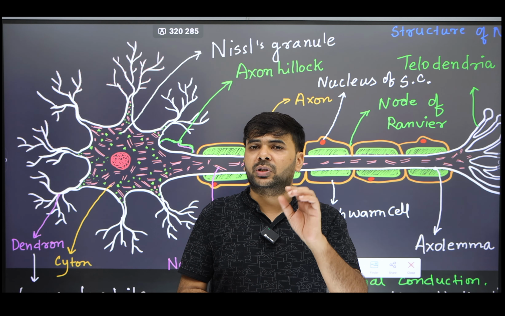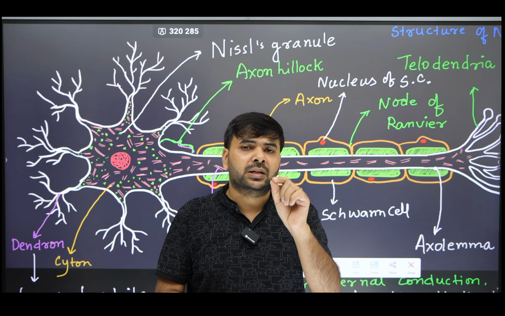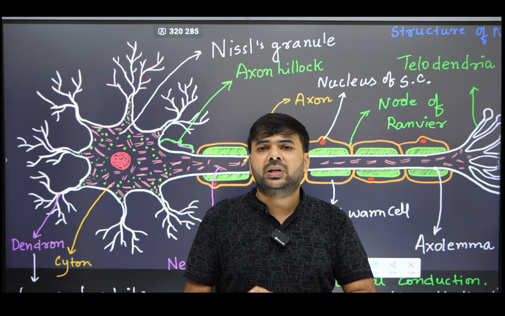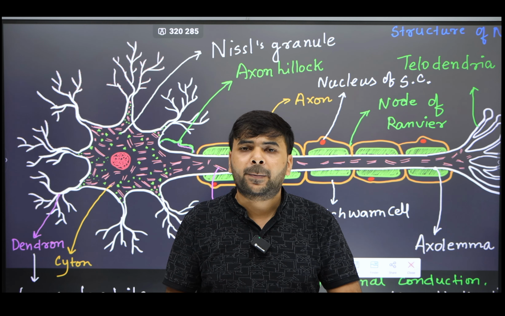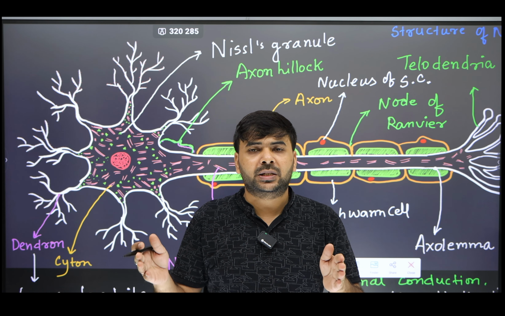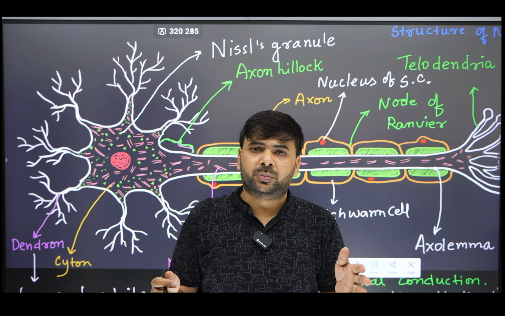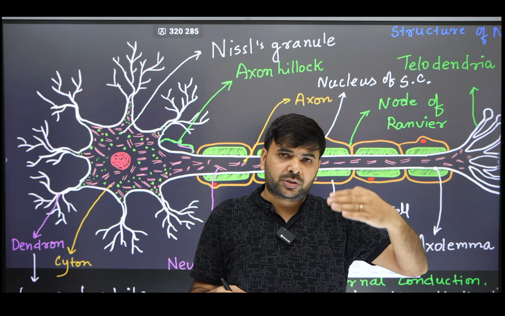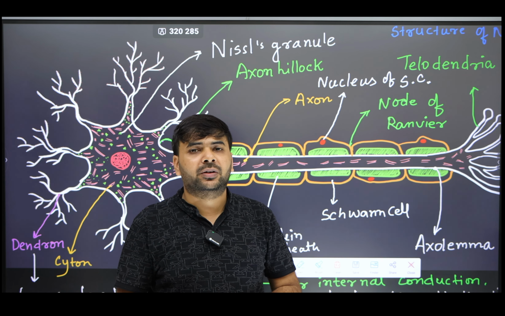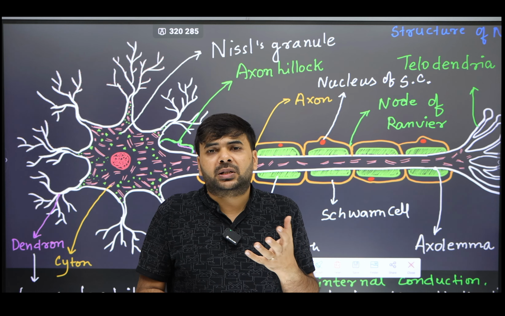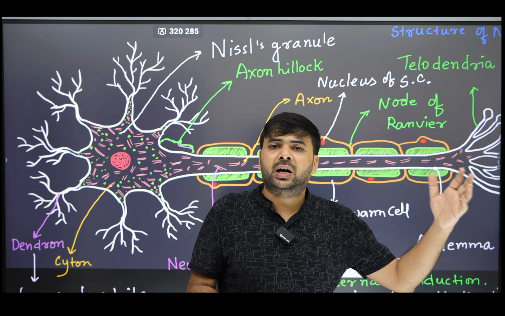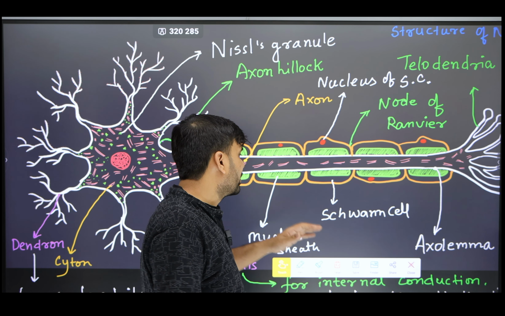Unmyelinated neurons, you need to note it down, you need to understand this. Unmyelinated neurons have comparatively slow impulse conduction, and when a neuron has continuous myelination, myelin sheath present, node of Ranvier present, and the myelin sheath is properly wrapping the axon area, it will give faster impulse conduction compared to unmyelinated or non-myelinated.